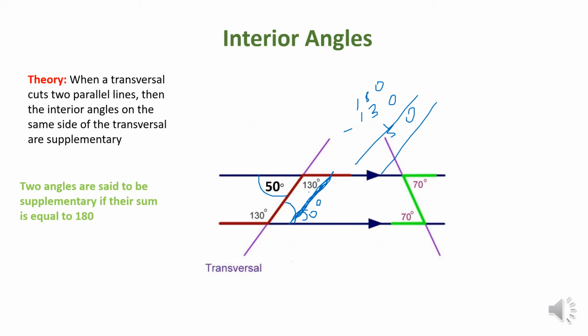Alright, so two angles are said to be supplementary if their sum is equal to 180. I'm revising again. Three things happen when this transversal cuts two parallel lines. Corresponding angles are formed. Alternate angles are formed. Interior angles on the same side of the transversal are supplementary. Their sum is equal to 180 degrees. Let's move on.